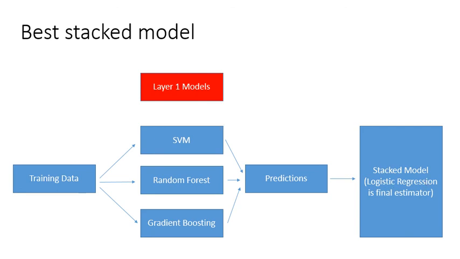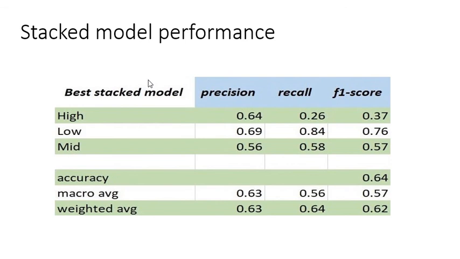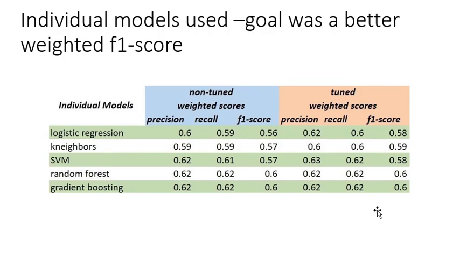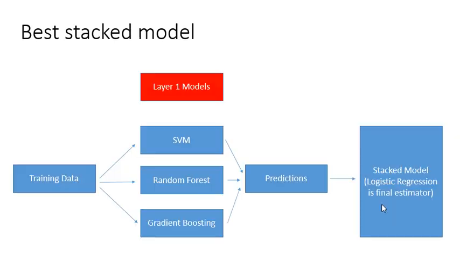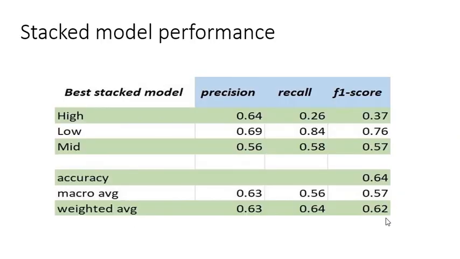So these are the performance metrics of that final stacked model. We can see the weighted average for the F1 score increased by 2 points when compared to the best individual model, which was random forest and gradient boosting. So 0.6 to 0.62, so it was slightly better. And that was the goal, to get a better F1 score.